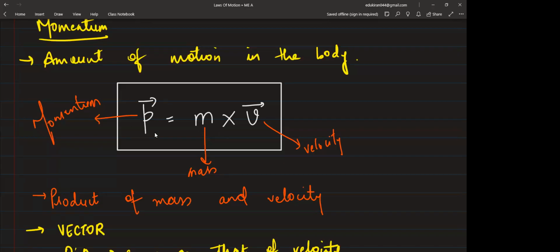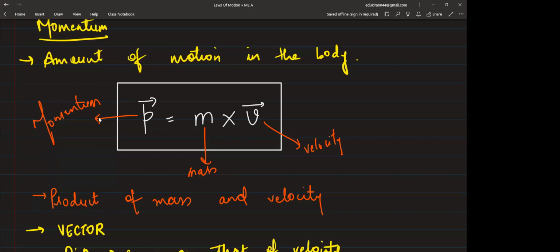So basically, momentum is the product of mass and velocity. P is the symbol for momentum, M for mass, you already know, and V for velocity. Mass is a scalar quantity, velocity is a vector quantity. So a scalar getting multiplied to a vector gives us a vector. So this is basically momentum: mass of the body, velocity of the body.